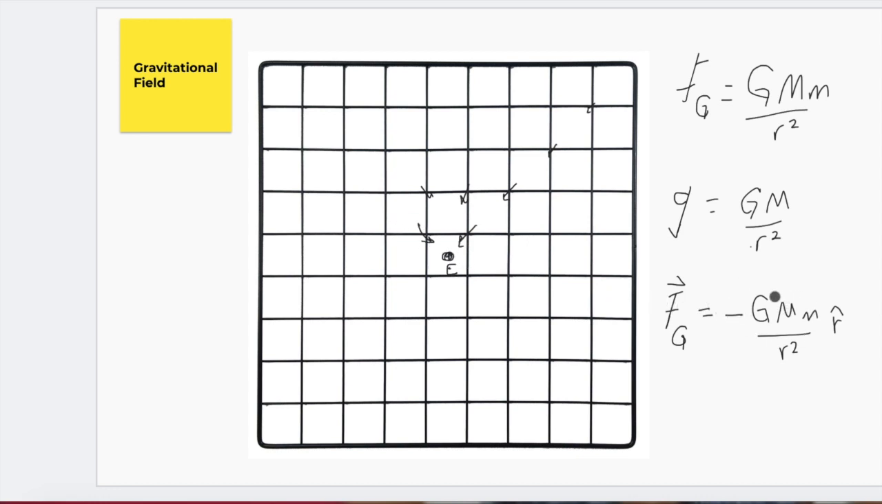To show that this force is attractive, right? To show that the little g vector, the gravitational field vector, is actually pointing inward, we put this negative sign in front. So that basically flips this r hat vector around, and now it's pointing into the Earth.